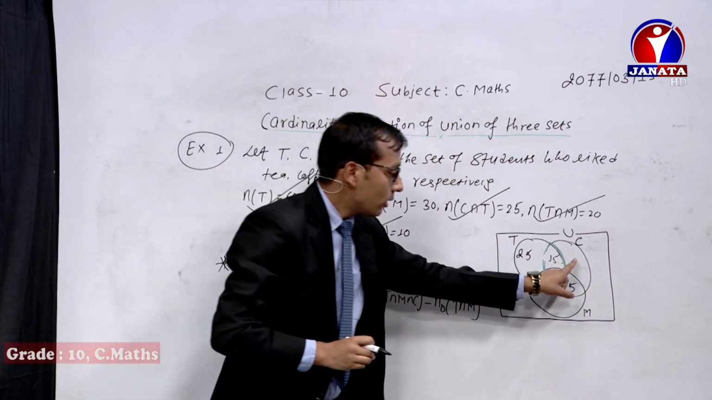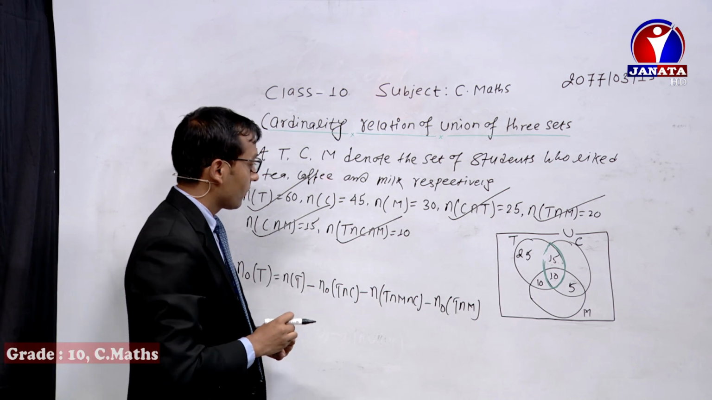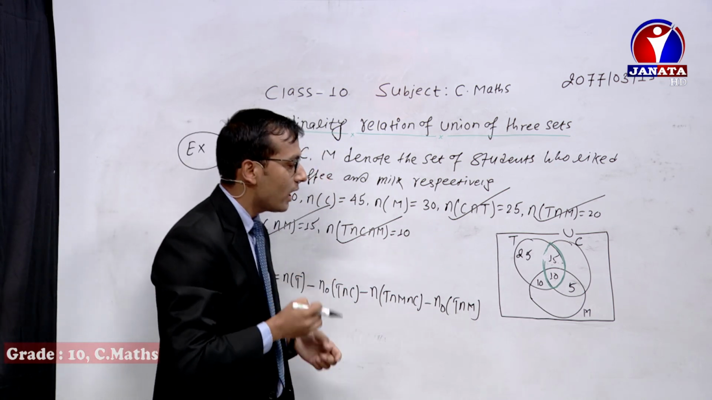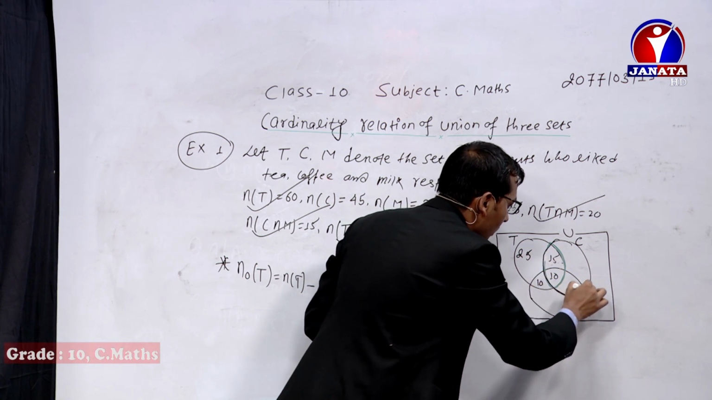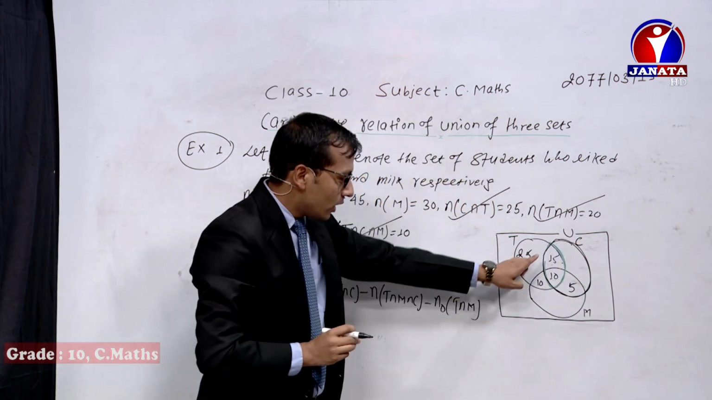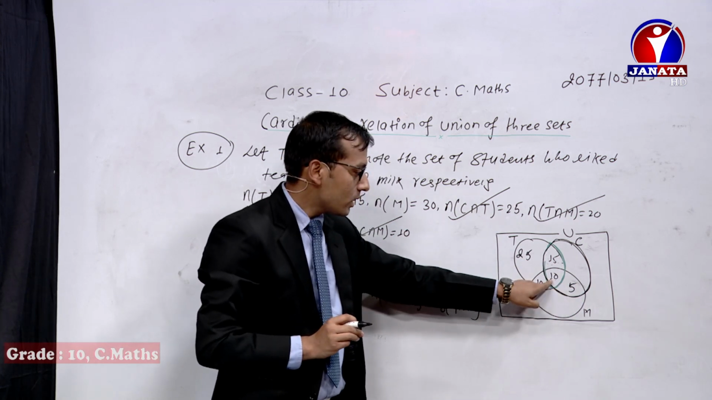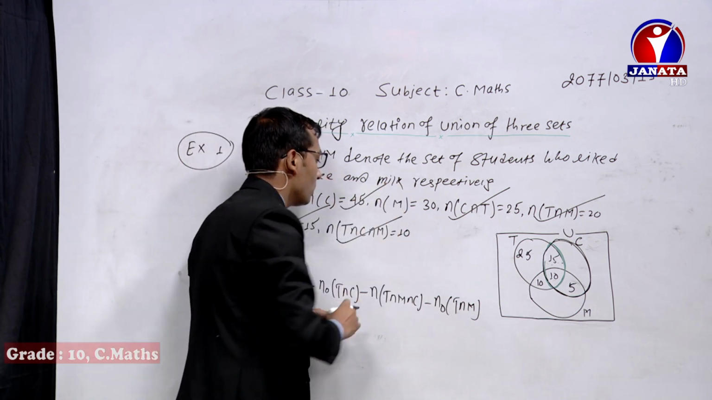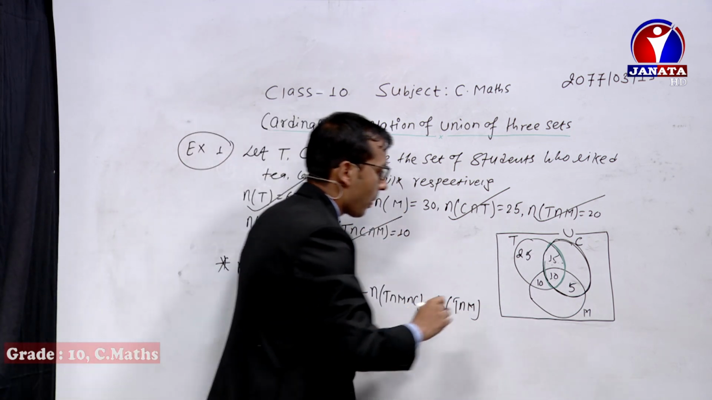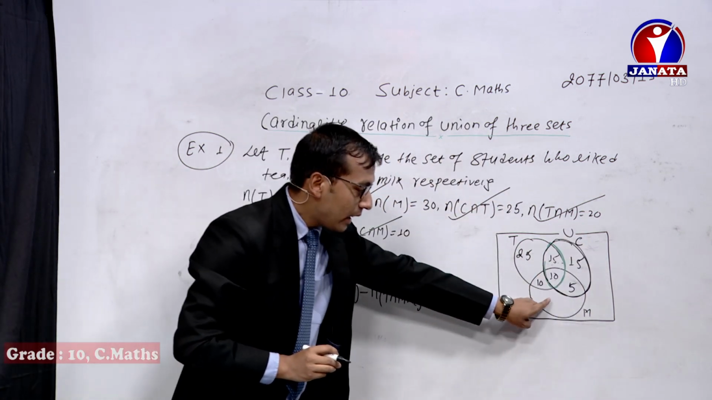Similarly, for n only C, let's add again the numbers which are inserted in the circle of C. 15 plus 5 is 20 plus 10 is 30. What is n of C? 45. So 45 minus 30 is 15.